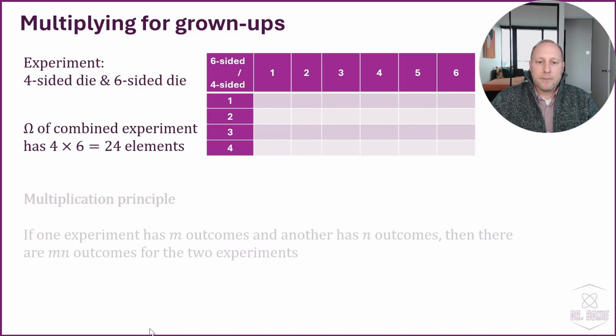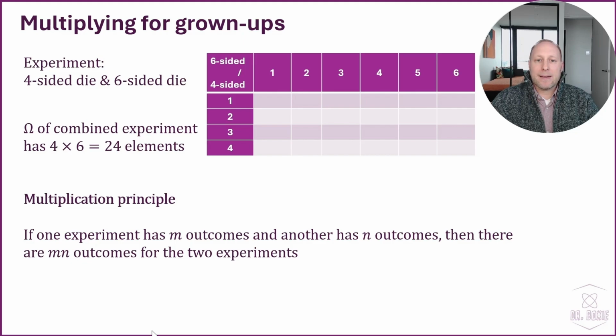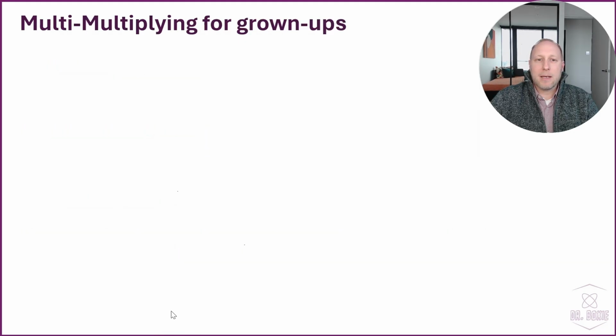More generally, if we have an experiment that has m possible outcomes and another one that has n possible outcomes, then the combined experiment has m times n possible outcomes. This principle is known as the multiplication principle. This can be generalized in a straightforward way to more complicated cases.